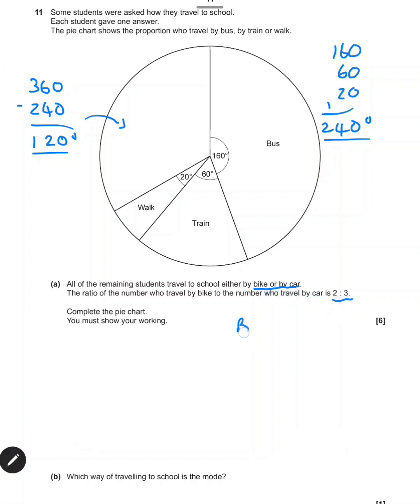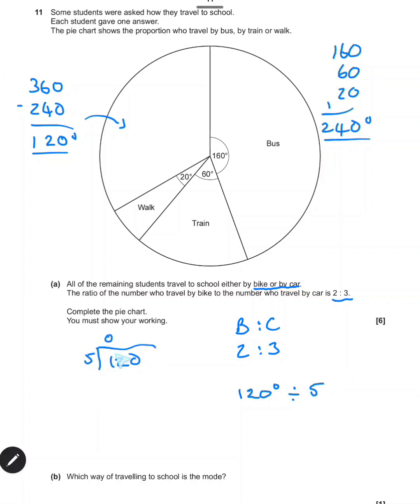So let's write this ratio that we've been given. Bike to car is 2 to 3. And I know for these two things, there's 120 degrees. So I'm going to split 120 degrees into this ratio. So how many parts altogether? 2 add 3 is 5. I need to do 120 divided by 5. Let's do that over here.